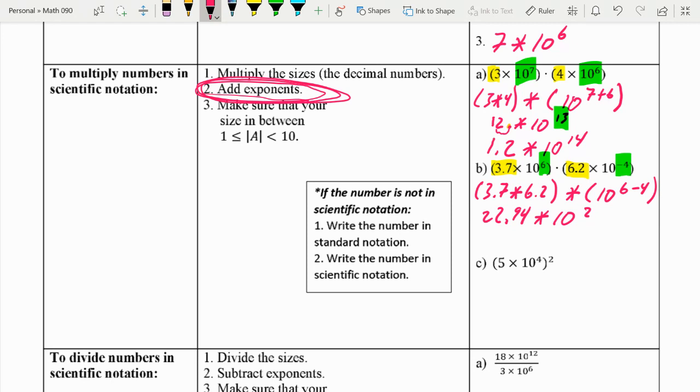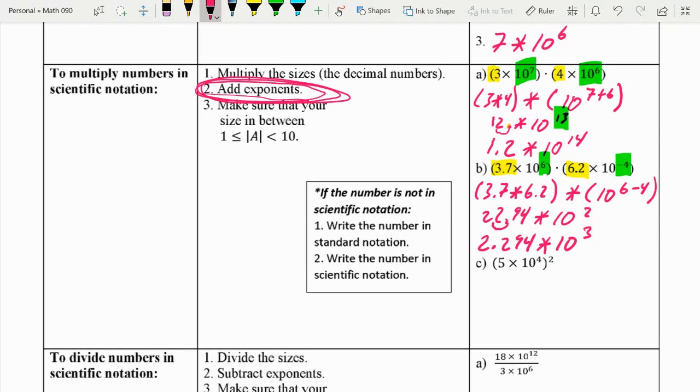But again, is this written in scientific notation? No. I have to move the decimal one space to the left to make it scientific notation. So I have 2.294 times 10. Since I moved it one space to the left, I have to add that 1 to the exponent. So I'm going to end up with 3.